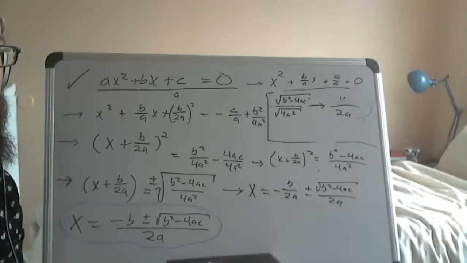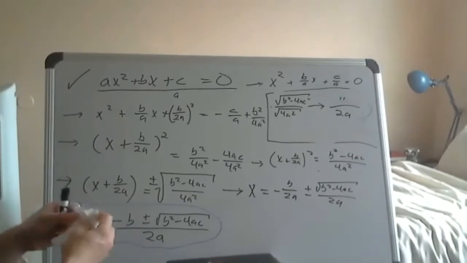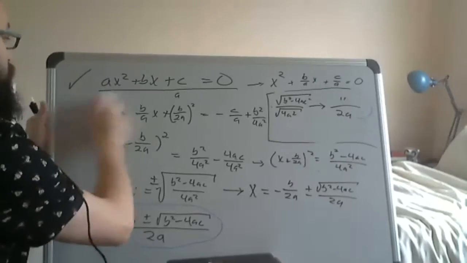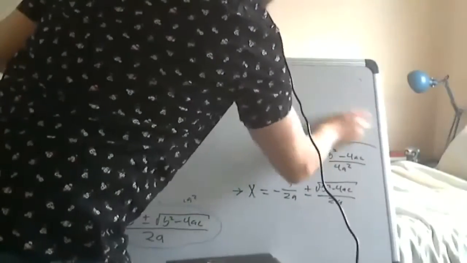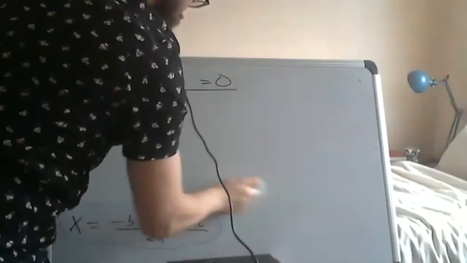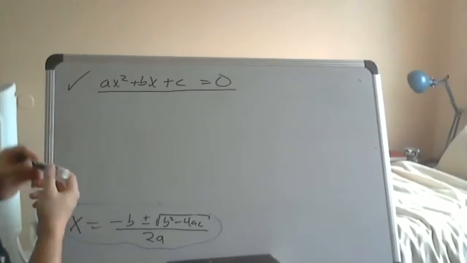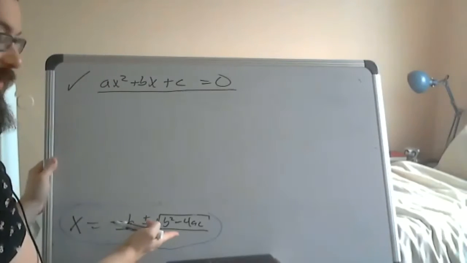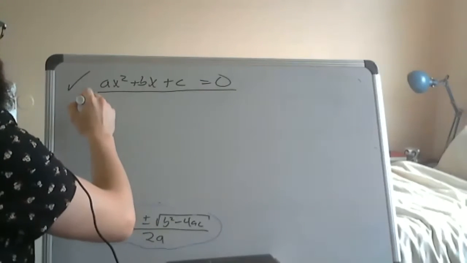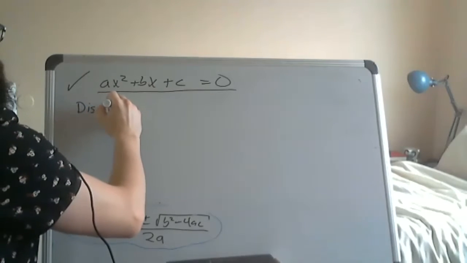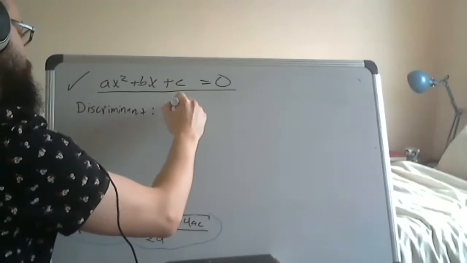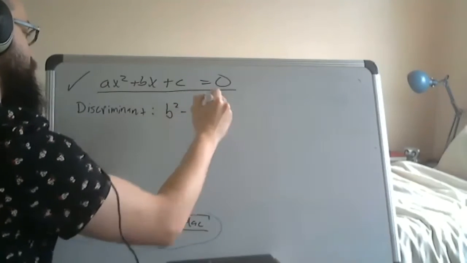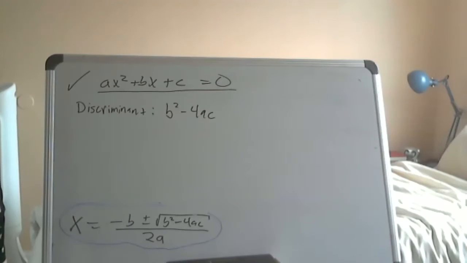Now, also, some of you might be wondering, we've seen the word discriminant be used. The discriminant, here's the radical, right? The discriminant is all of the stuff underneath it, under the radical. It's b squared minus 4ac. That is the discriminant.